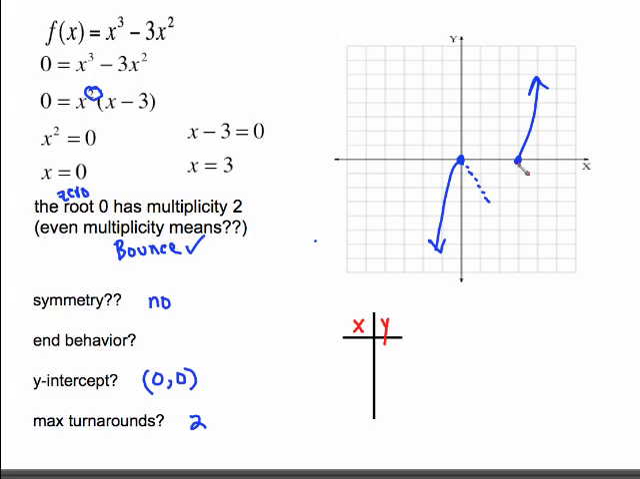And it's got to get back to this point right here, so it's got to eventually turn around and come back up. There's my two turnarounds, here and here. What I don't know yet is this: how far down does it go? And that's what the T-chart's all about.